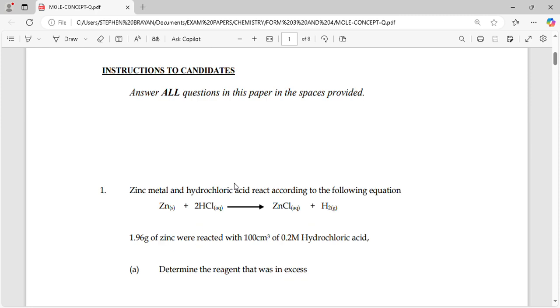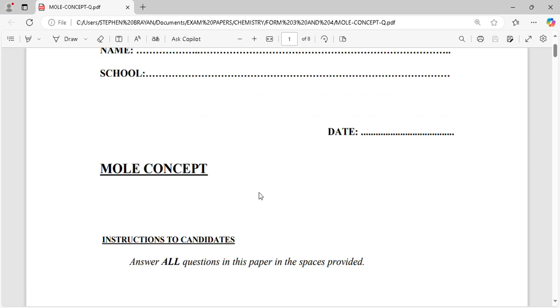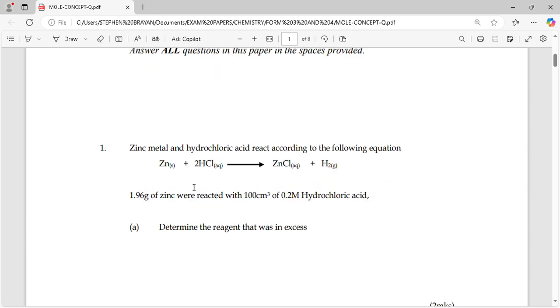So I'm going to have a presentation, and I'll ensure that I put them in portions so that you understand them very well. So this is a question on mole concept. This is the first question here. Zinc metal and hydrochloric acid react according to the following equation. So you've been given an equation here.